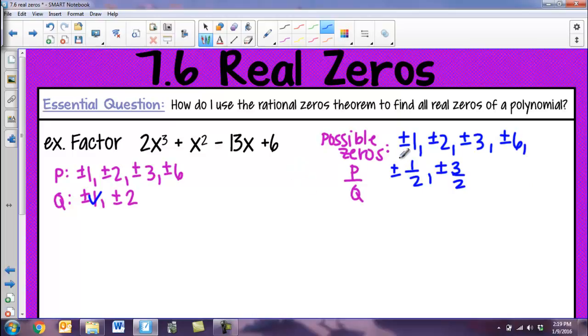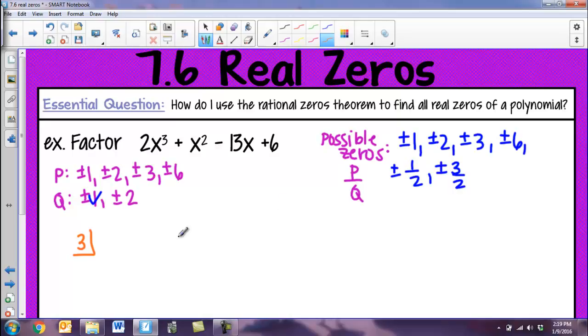And so what you're going to do here is, now that I know where to start, instead of having to plug in every single number, I can just plug in one of these and check. I'm going to pick one, and I'm going to be looking for something that has a remainder of 0 using synthetic division. So maybe I want to try 3. I like 3 today. I don't know.